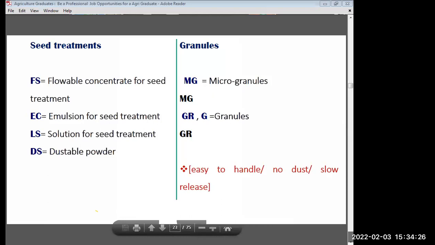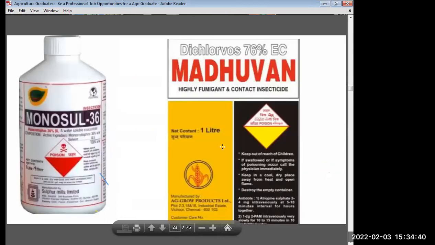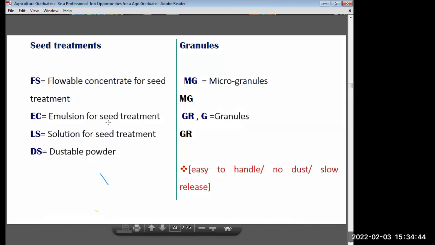Besides, the dust formulation was earlier there. Around 1980, BHC dust, DDT dust, carbon dust were there. But those dusts are no longer in use because dust materials float in air. They can be inhaled through our mouth and nose. So to avoid that, they have stopped the dust formulations. Next.